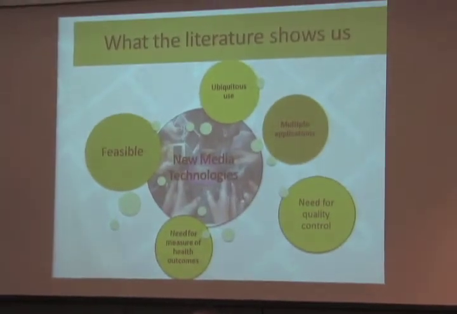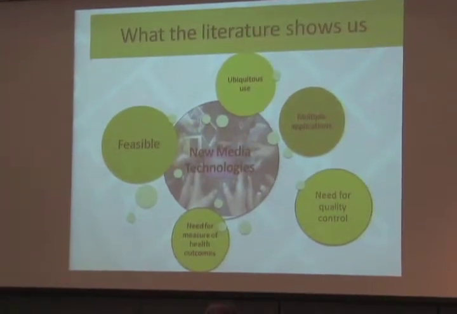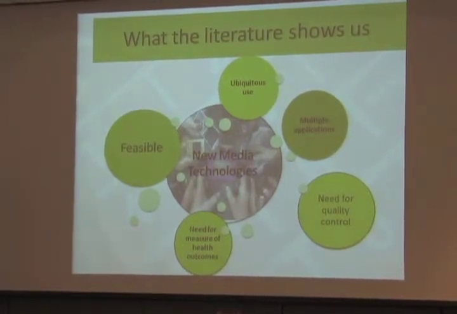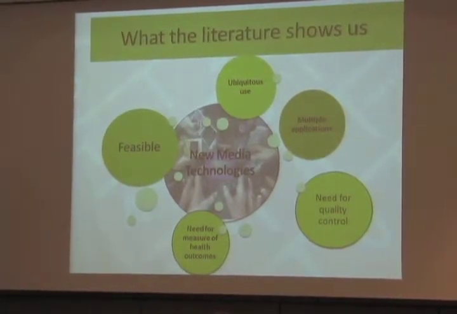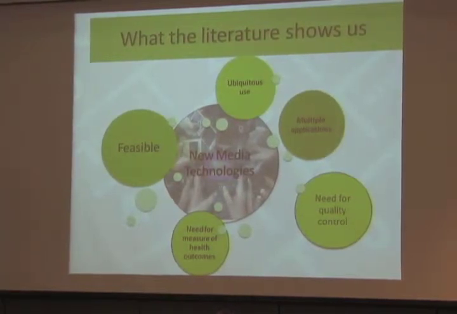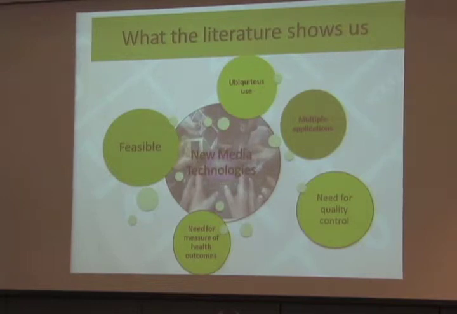So what does all this tell us? It tells us that these programs are feasible, that we know that particularly teens are using the technologies, and there are multiple ways in which we can use them. But we really need to measure health outcomes and to see if they are changing behaviour. And someone mentioned it earlier, but there is a need for quality control.